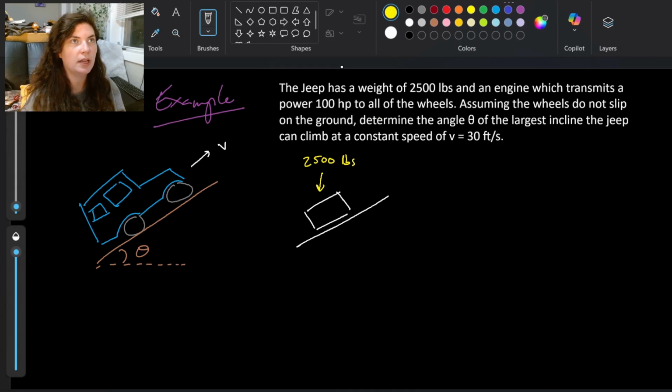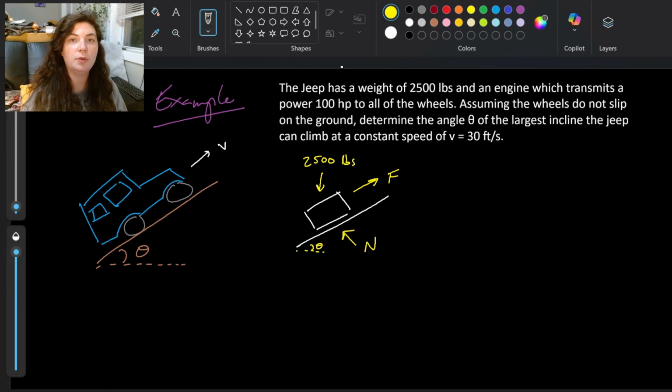And then what else do we have going on? We have the force that's propelling it forward, that keeps it moving forward. That force between the tires and the road so that it can have traction to roll forward. And then we have the normal force between those tires and the road, which keeps the Jeep from falling through the earth. And then this is our angle theta.